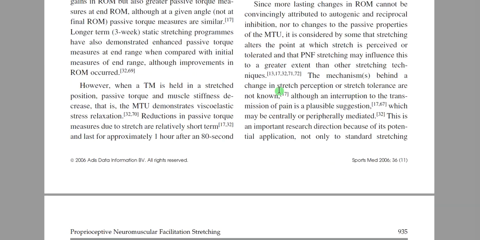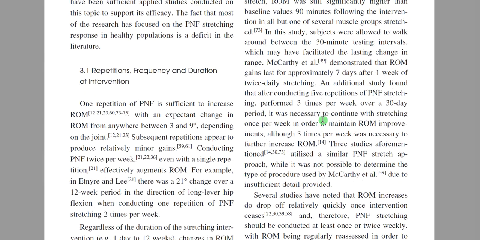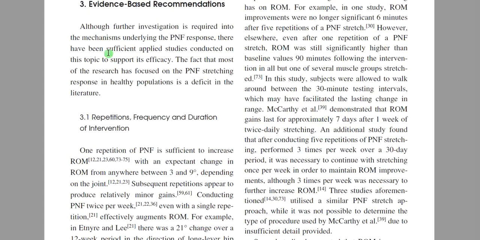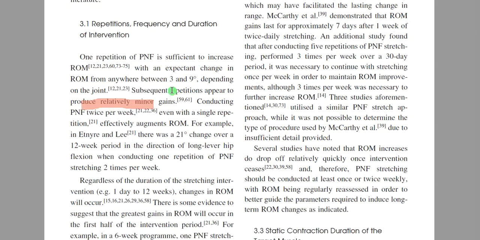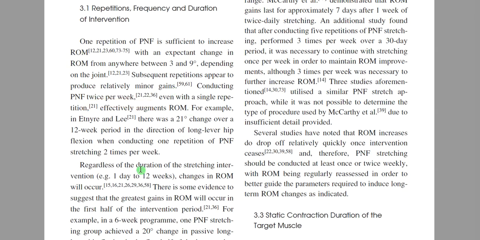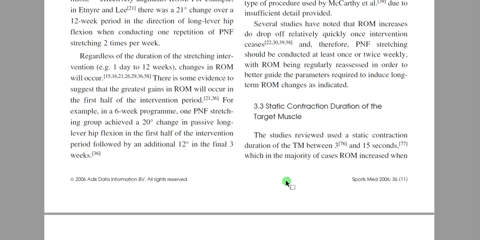And certainly there are some other mechanisms, but I want to skim basically to some of the recommendations for this article. This one is saying that just even one repetition in the research is shown to be enough in some cases. So even if you just do one repetition of a contraction and then a static stretch, which would be the PNF or neuromuscular inhibition technique, that may be enough. And then in terms of duration, there's some variability with that from one time up to 12 weeks.